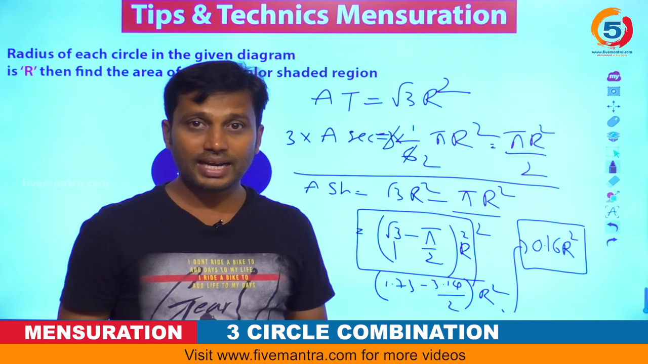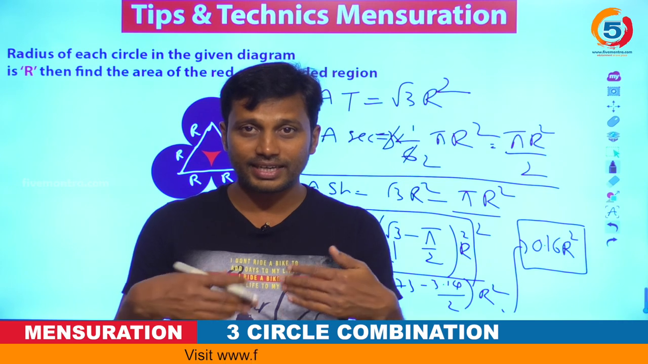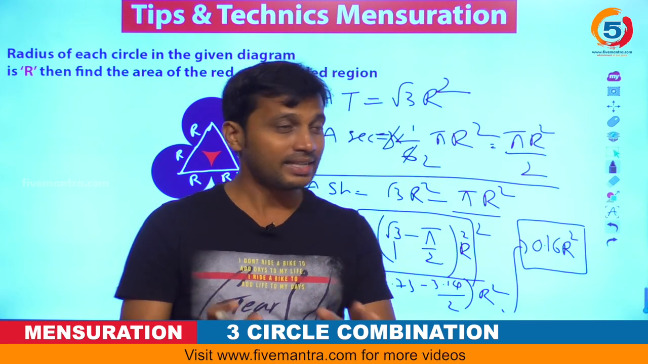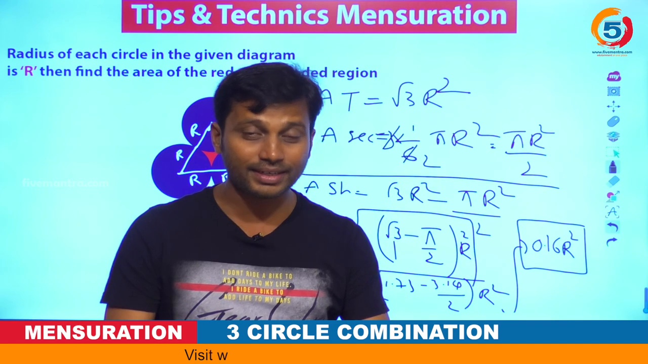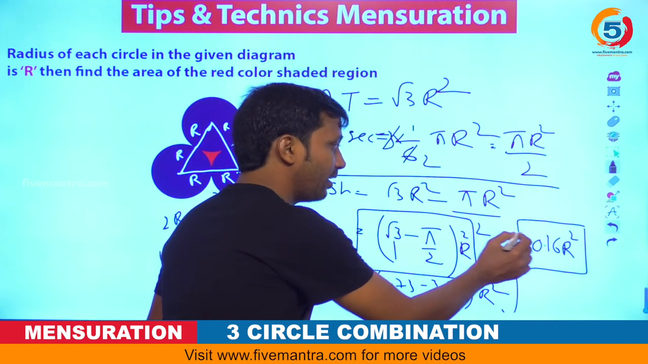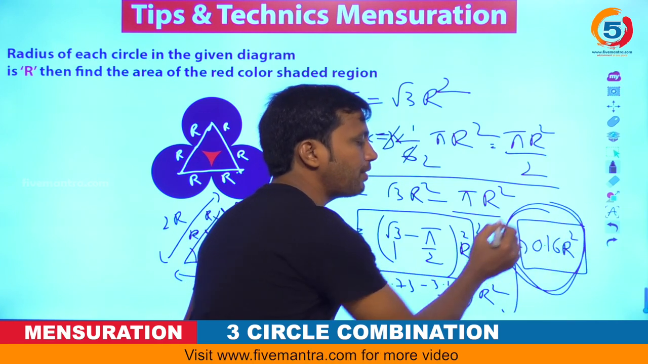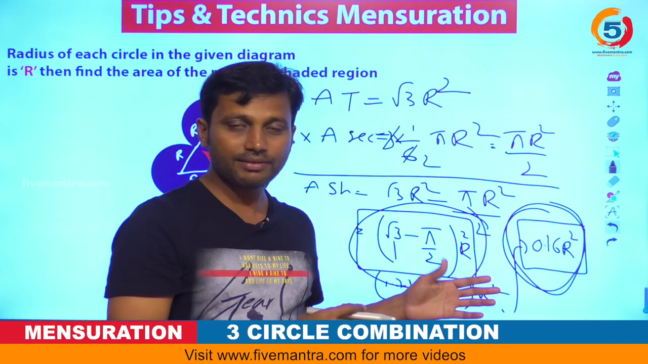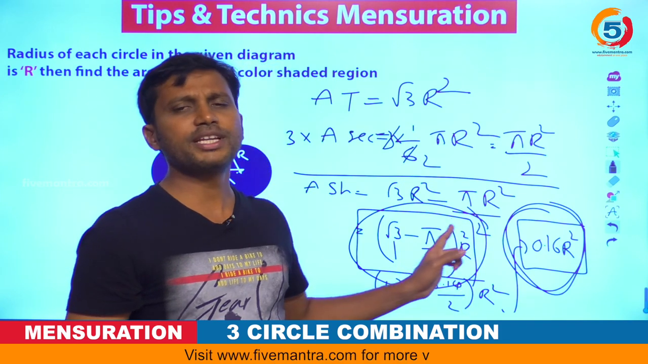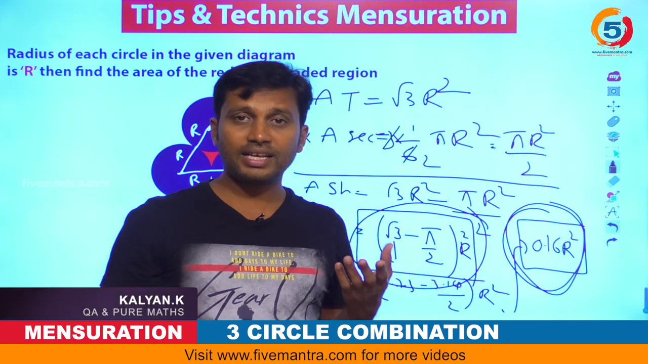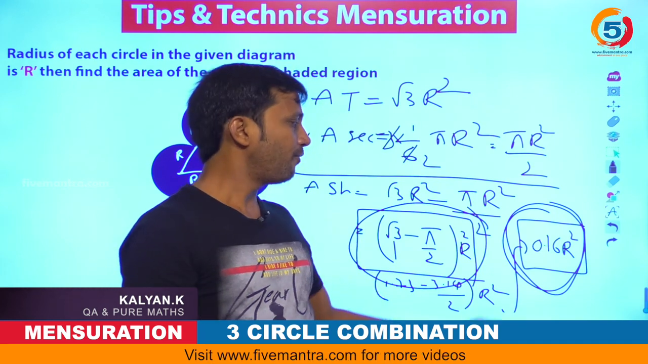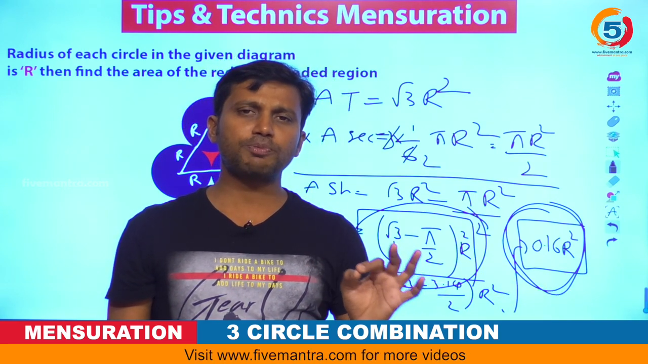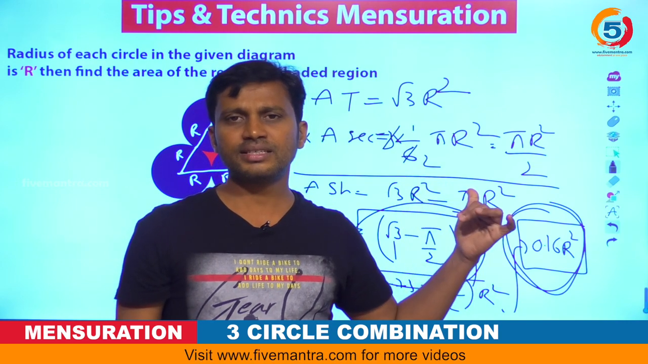During the studying period, at the time of coaching or at the time of your preparation for the examination, at that time only we have to do the analysis like this, and we need to prepare a ready-made or instant answer like this, which is the most powerful shortcut. So finally, whatever is given, let's leave that. The final answer would be root 3 minus pi by 2 into capital R square. Or if the answer won't be given to you in terms of pi, then the finest answer in numerical terms is 0.16 r square, which is the most powerful shortcut to find the answer in this case.